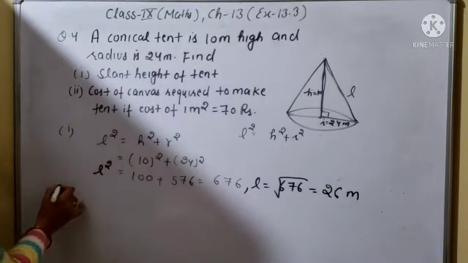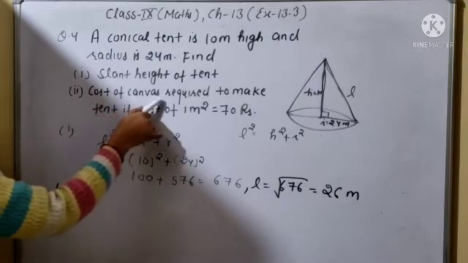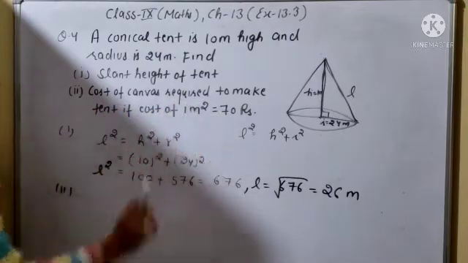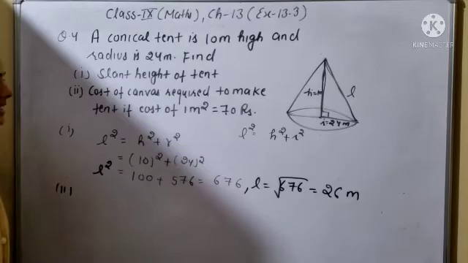Now in the second part, they are saying, find the cost of canvas required to make the tent if the cost of 1 meter square is equal to 70 rupees.